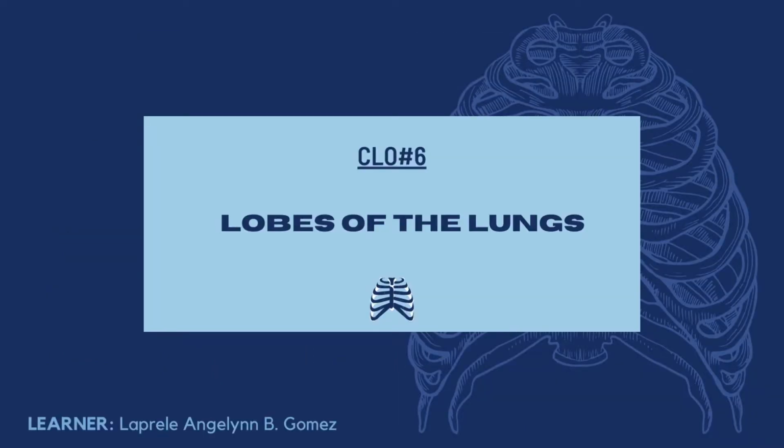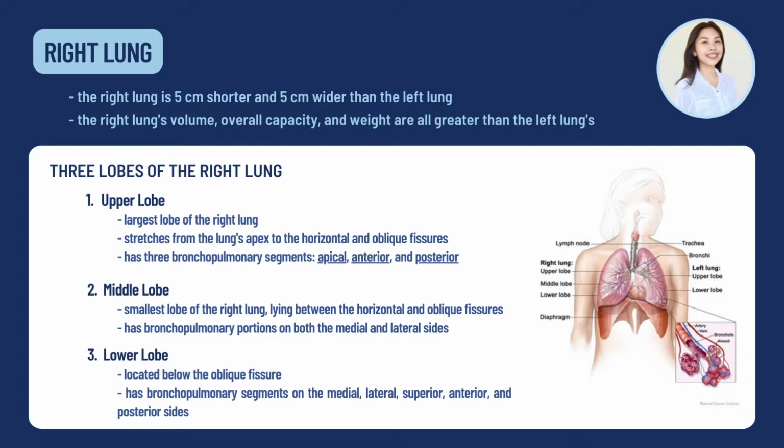For the sixth course learning outcome, we have the lobes of the lungs. The lung is divided into 5 lobes. Superior and inferior lobes exist in the left lung, while superior, middle, and inferior lobes exist in the right lung. The lobes are separated by fissures, which are thin tissue walls.